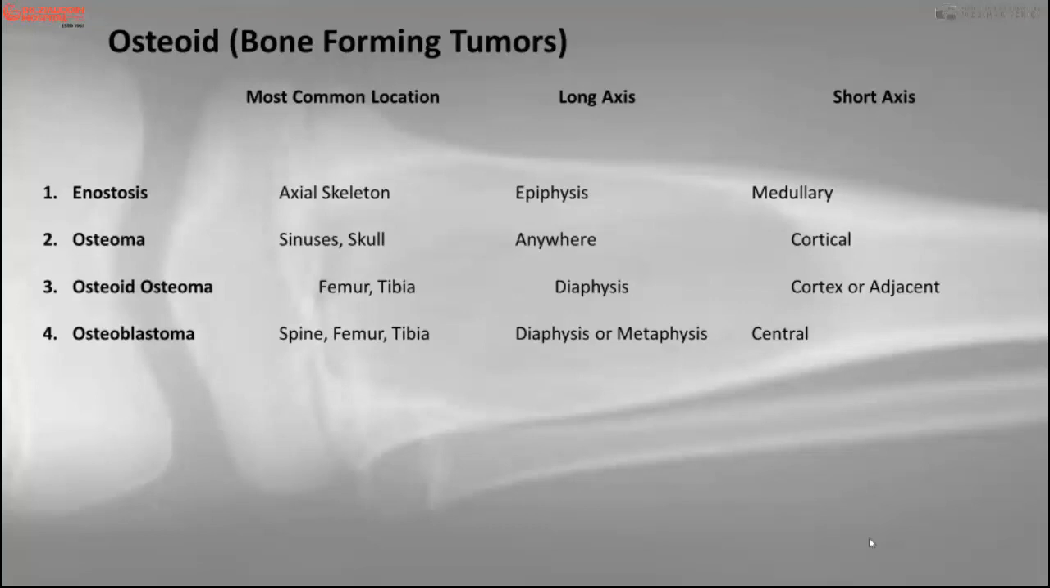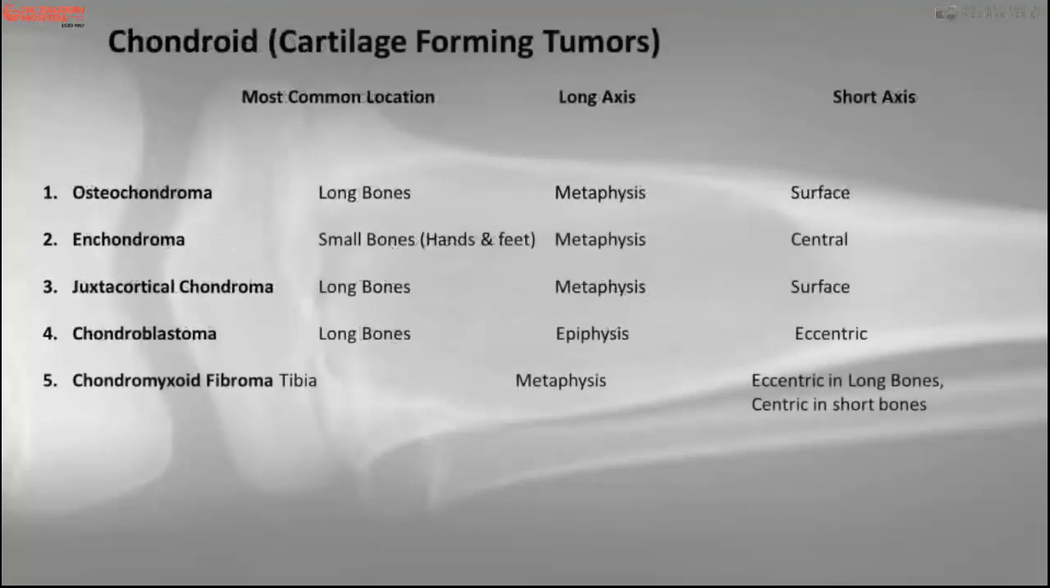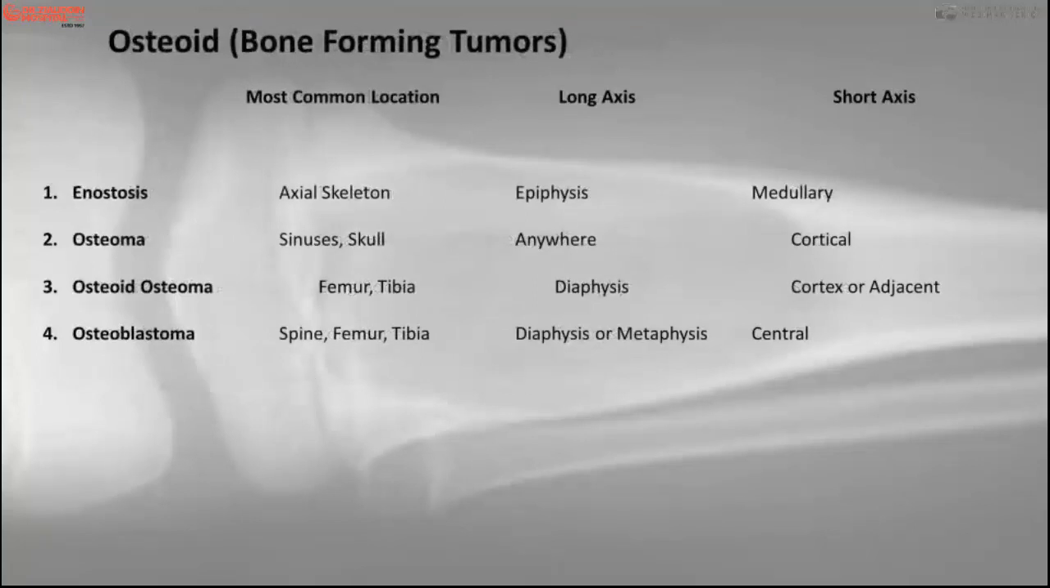The other form, the osteoma, usually appears in sinuses or the skull bones, and they are usually cortical. The osteoid osteoma, being common in bone-forming tumors, is usually in the long bones, in the diaphysis, and can appear in the cortices. Osteoblastoma, a bigger lesion, usually we find them in the spine, in the femur, tibia, and they are usually in the diaphyseal-metaphyseal junction, and they are usually central as compared to osteoid osteoma, which are eccentric.